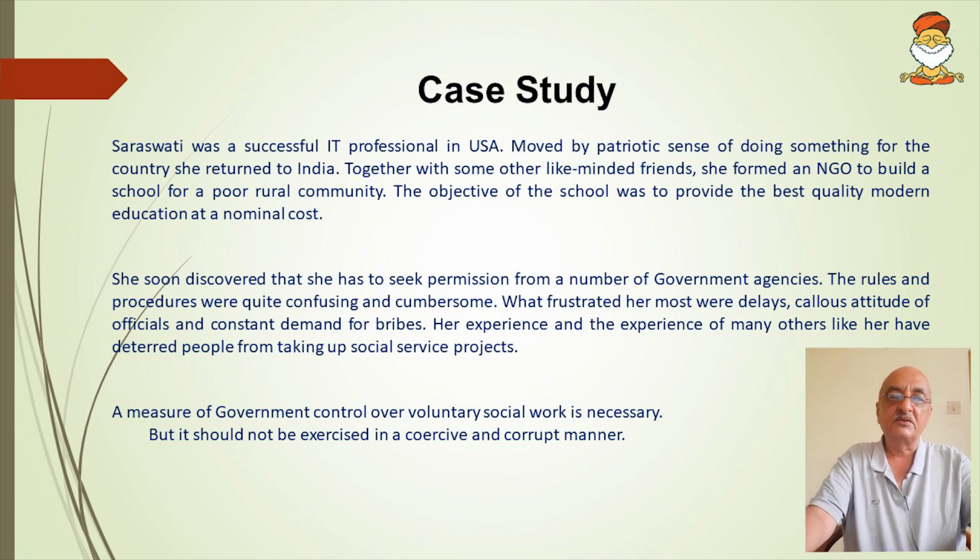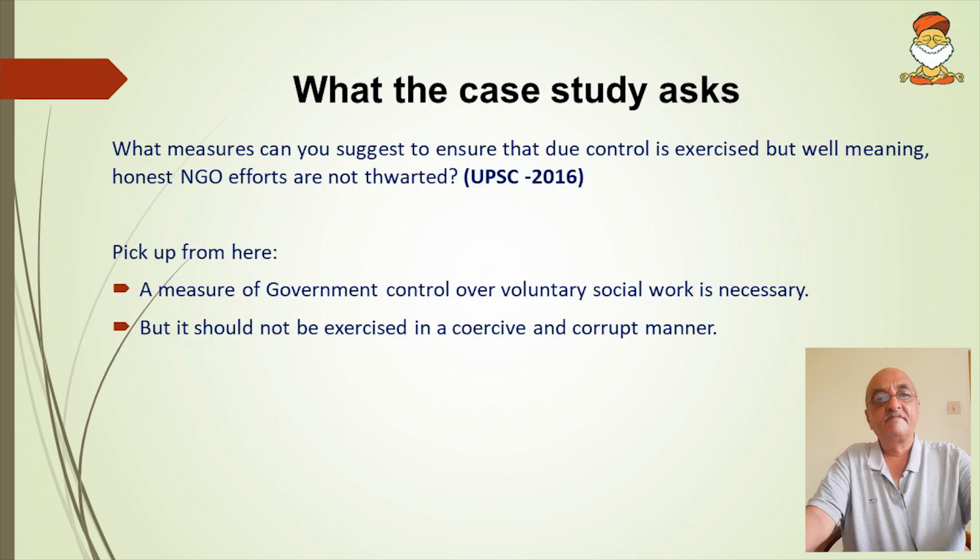Then the case study goes on to say that a measure of government control over voluntary social work is necessary. That, of course, can't be disputed. The government has to keep a check on voluntary social work. But it should not be exercised in a coercive and corrupt manner. Again, there is no dispute there. And then the case study asks you a very straightforward thing, that what measures can you suggest to ensure that due control is exercised, but well meaning, honest NGO efforts are not thwarted?